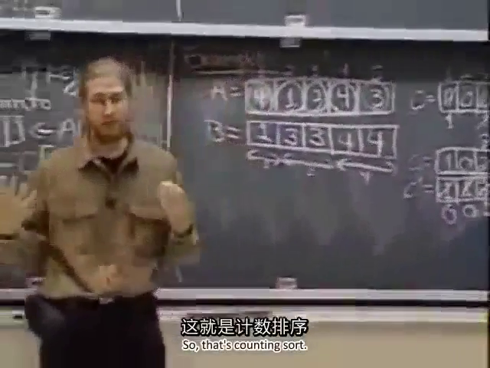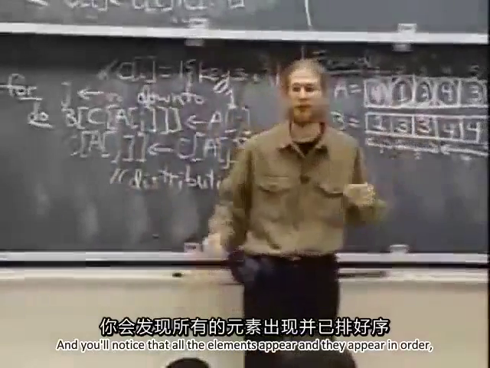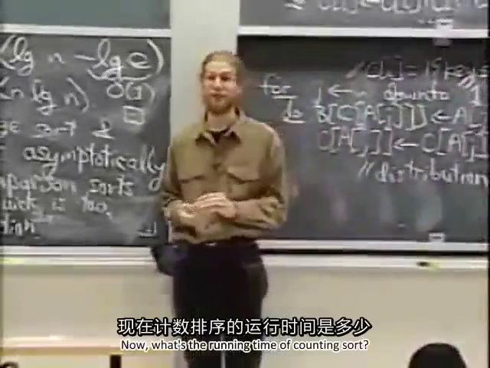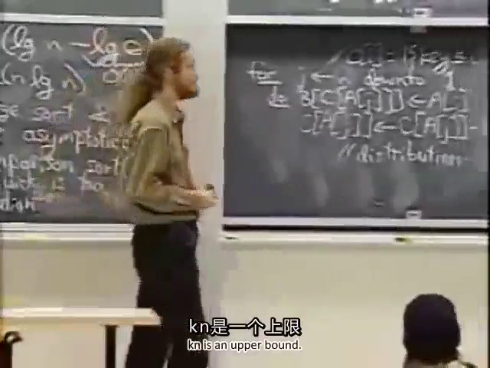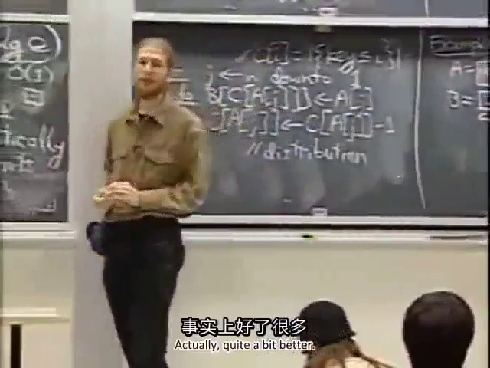Okay, so that's counting sort. And you notice that all the elements appear, and they appear in order. So that's the algorithm. Now, what's the running time of counting sort? Kn is an upper bound. It's a little bit better than that. Actually, quite a bit better.